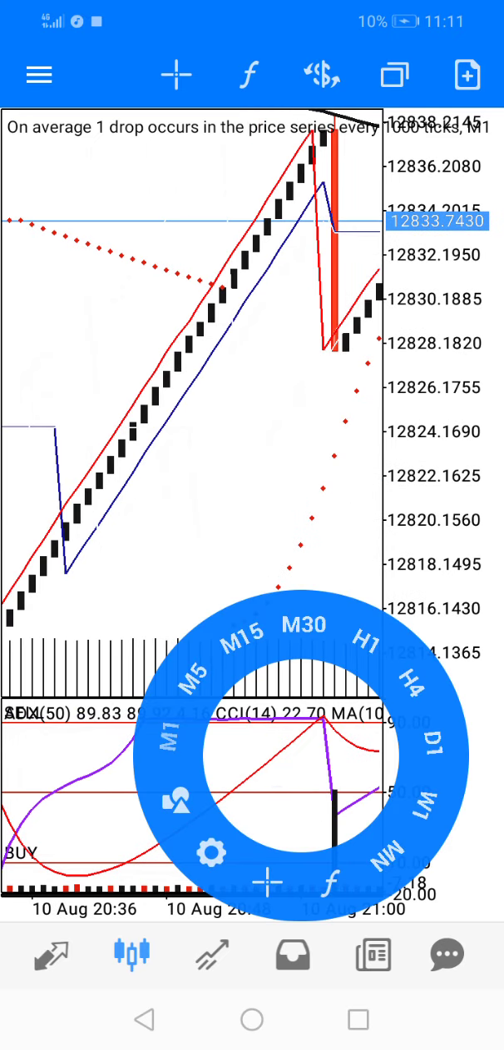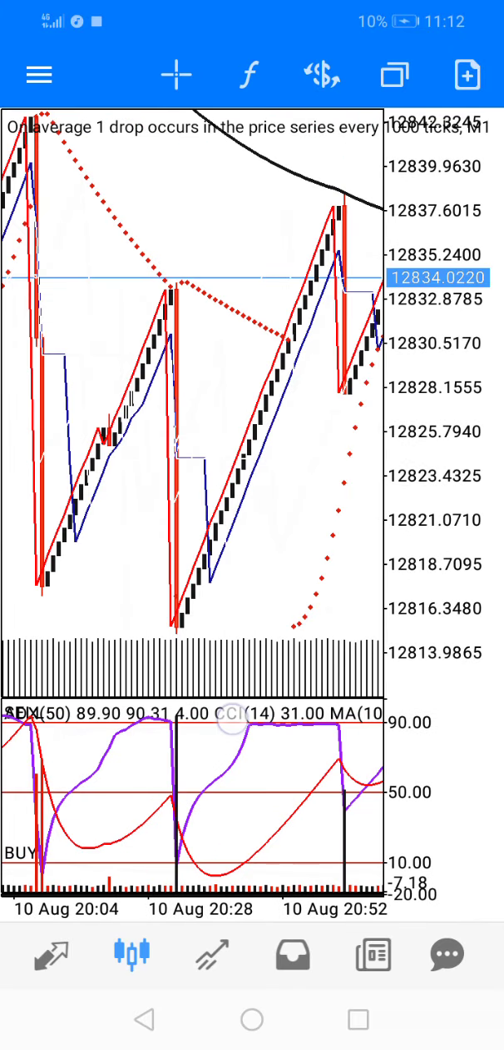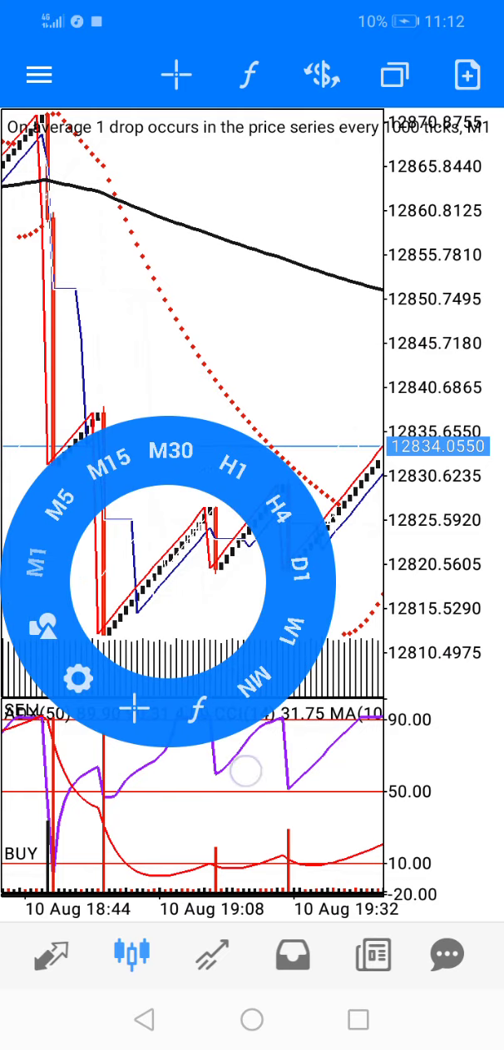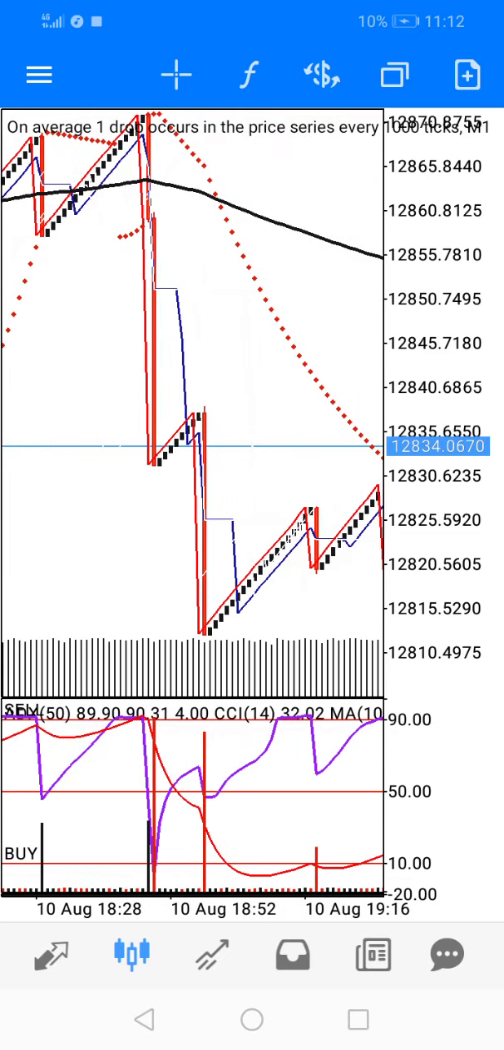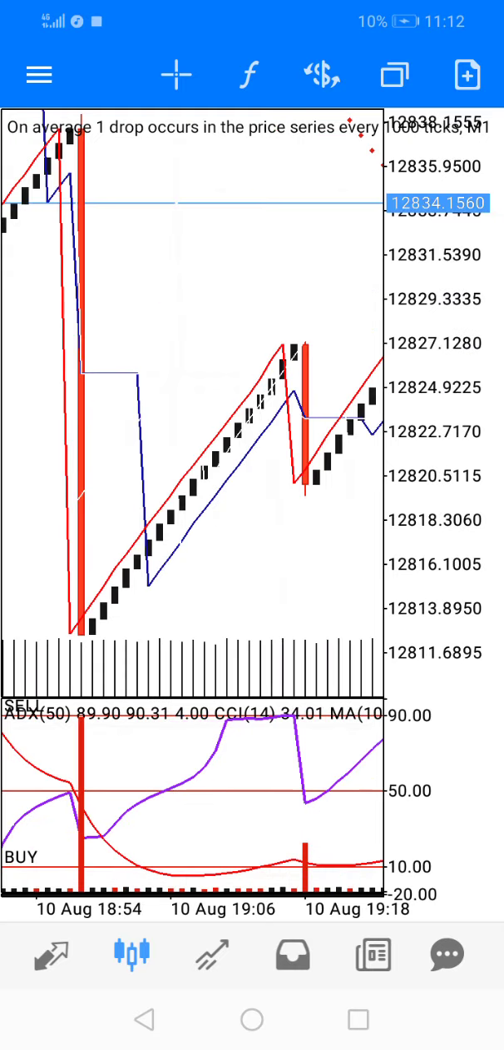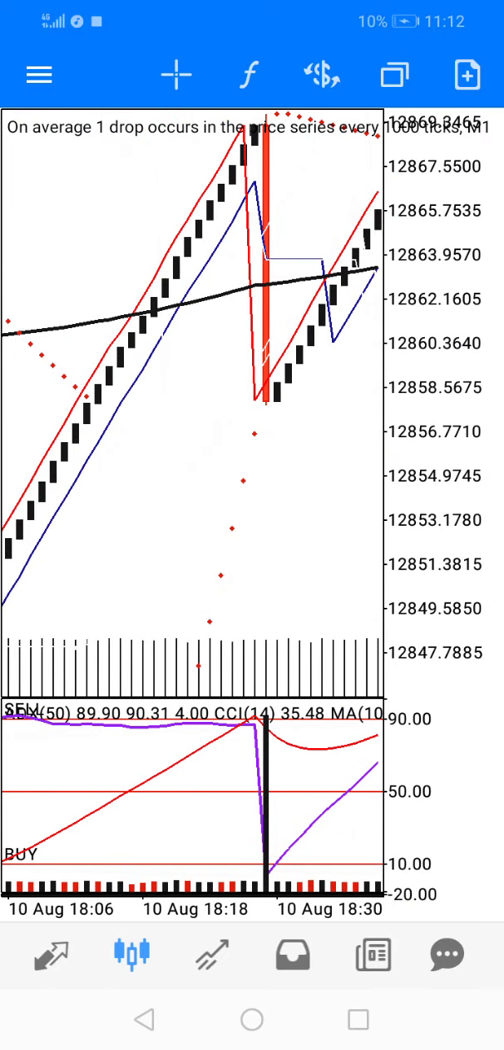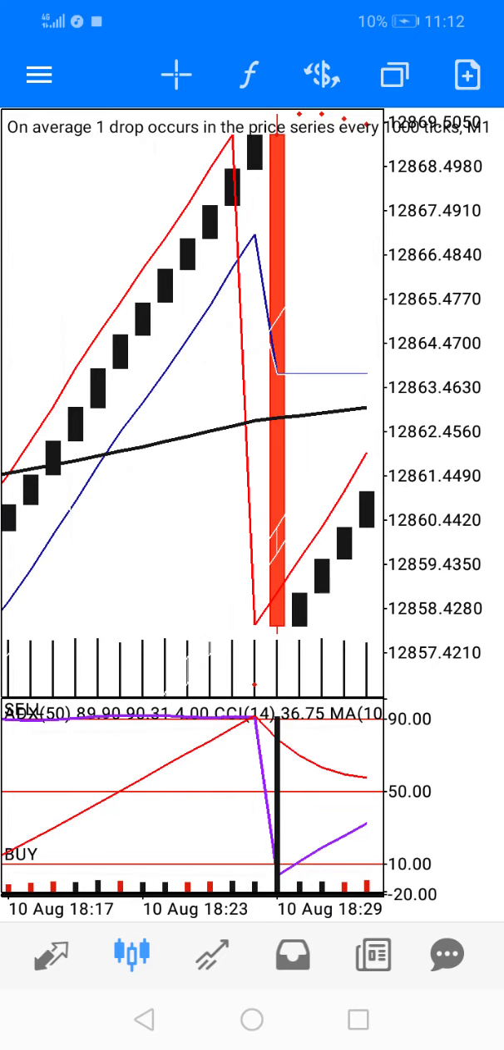So quickly, these are the settings. On the main chart is the Ichimoku 6, 9, 9, and then styles color blue. The first one, pixel is 2, the rest of the colors are white because my background on my chart is white. When you use this strategy, guys, always try to zoom in 100%. It's fine to zoom out sometimes, but this strategy is accurate when you zoom in 100%.